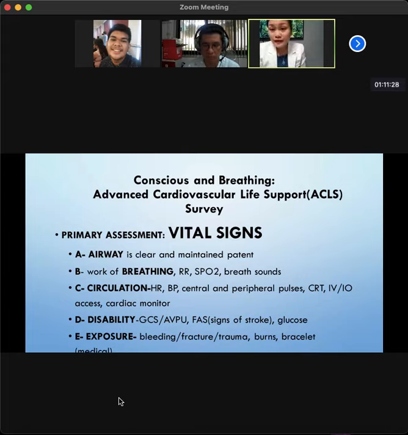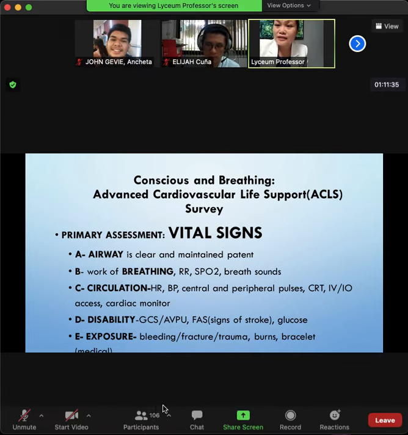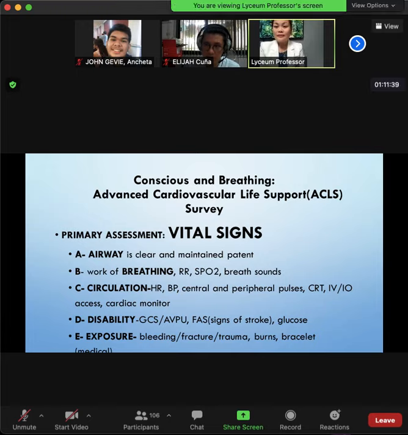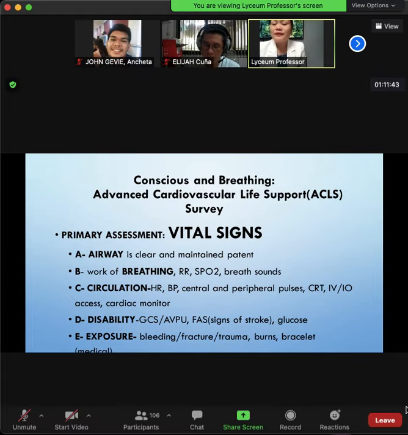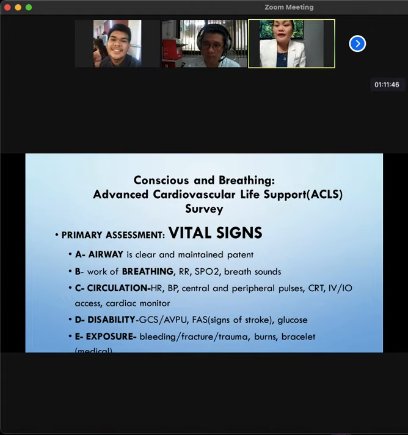The normal heart rate is, again, may late, super late. Ngayon lang pumasok. Okay, tama. Thank you, doctor. Okay, 60 to 100 beats per minute. Okay? For the BP, how about the BP?